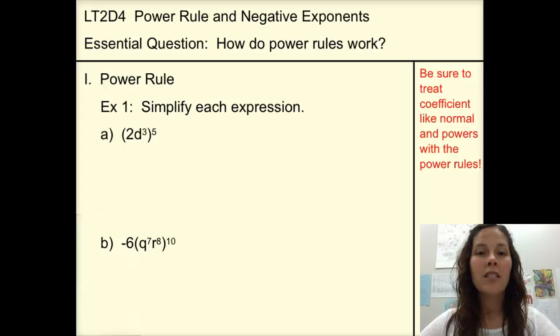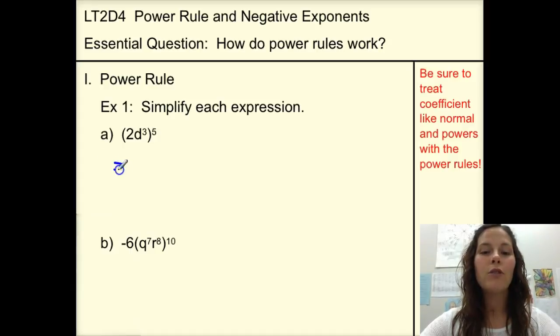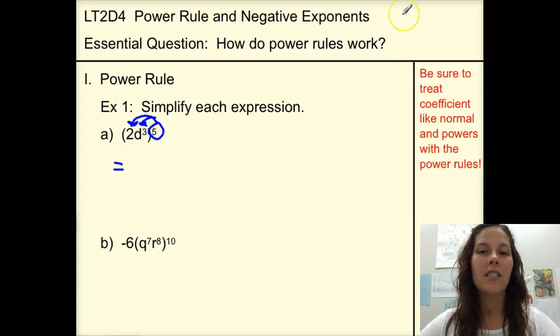Our essential question is the same as yesterday. We're spending a couple of days on our power rules, so we're still thinking about why these rules work. Starting off, we've got a basic power of a power rule. In this case, make sure you distribute that 5th power to everything inside the parentheses. It's really tempting to ignore that 2 as being part of the parentheses and just distribute it to the power, but that 2 is being raised to the 5th power as well.